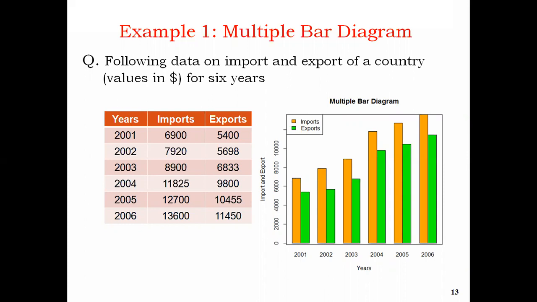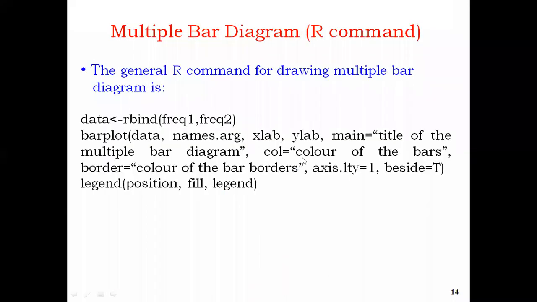So what are the codings, what are the commands we are using here? Just see, can you write by yourself? Because I have already given a simple bar diagram. Just try to do it in the case of a multiple bar diagram. Nothing is different, but you see here, this is the general R command.